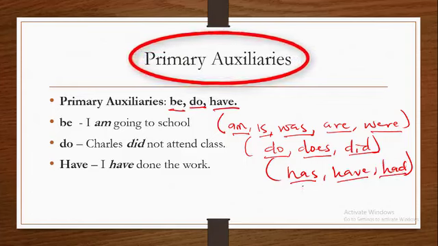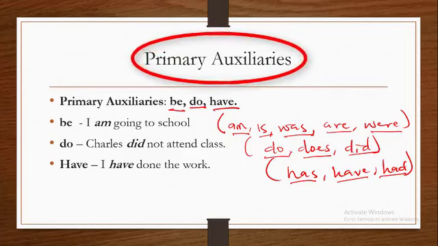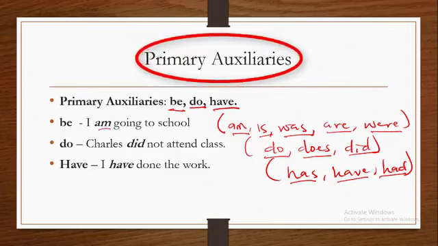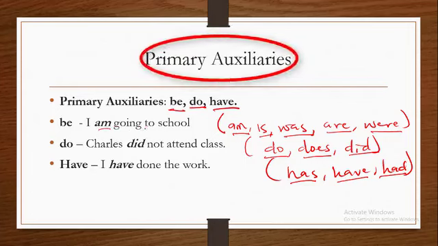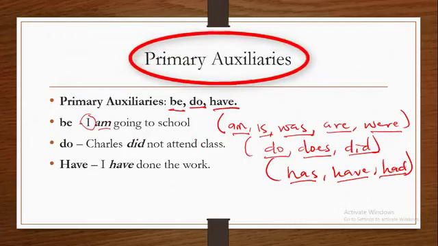Meaning that has agrees with singular nouns or pronouns, have agrees with plural nouns or pronouns, do agrees with plural nouns or pronouns, and does agrees with singular nouns or pronouns. So we have examples. "I am going to school." Am here is a primary auxiliary verb. Remember I told you that am agrees with the first person pronoun I. "Charles did not attend class."